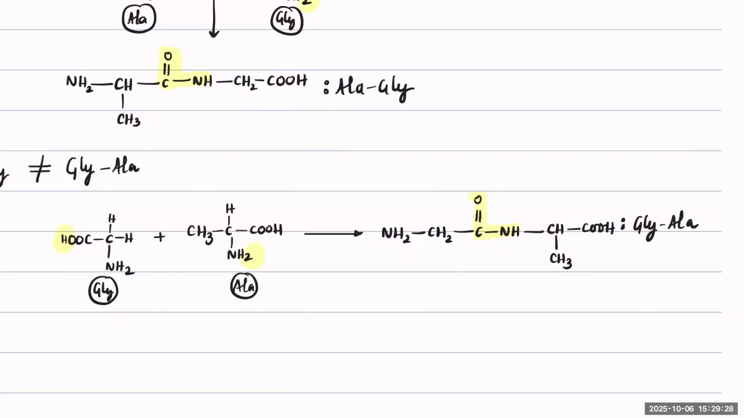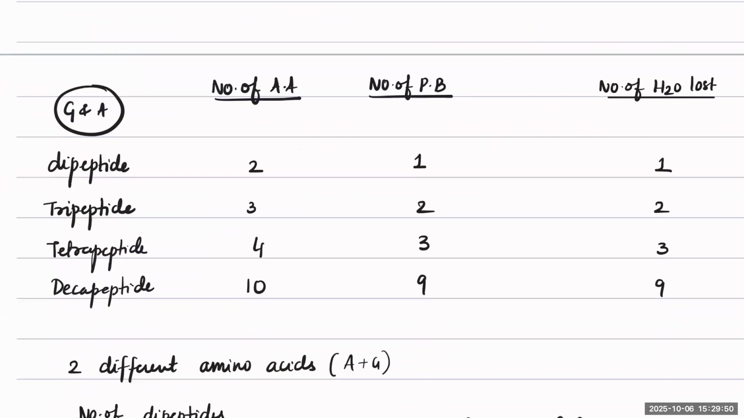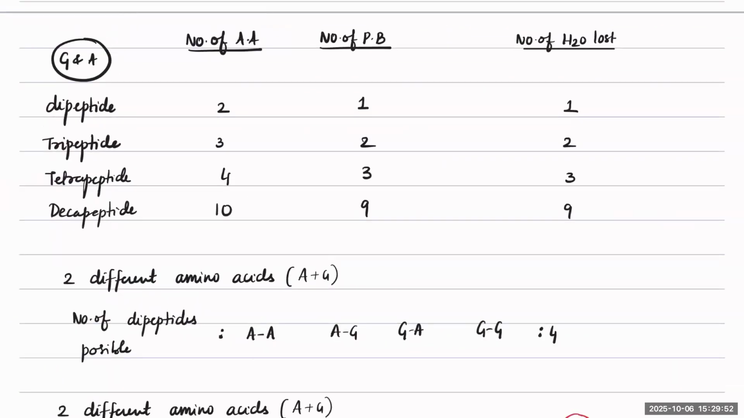Hence, a combination of these two could be different if you change the alignment as well. So remember that two amino acids can never be the same when they are combining with each other in different combinations. Which brings to the fact that if there are two amino acids combining, we call them a dipeptide. If there are three, tripeptide, then tetrapeptide. If it is 10, it is decapeptide.